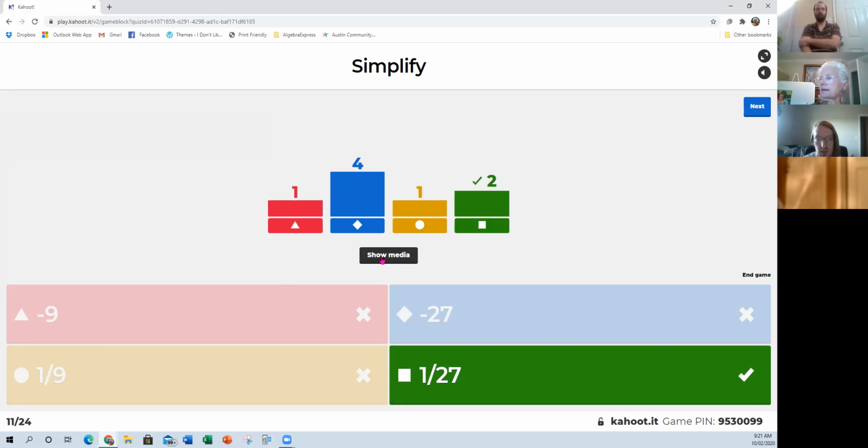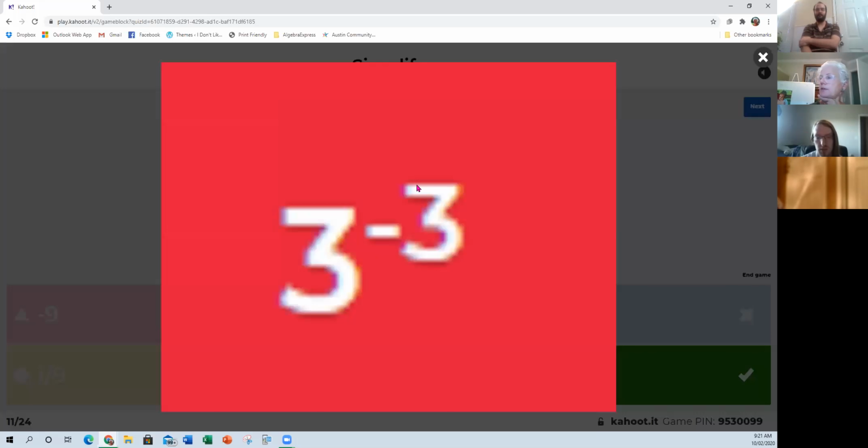I'm surprised about that one, but let's talk about it. Remember the negative power? That tells you to take the reciprocal of the base. And then once you've done that, the power becomes positive. So this is going to be 1 over 3 to the 3rd power. And 3 to the 3rd would be 3 times 3 times 3. So you have 1 over 27.